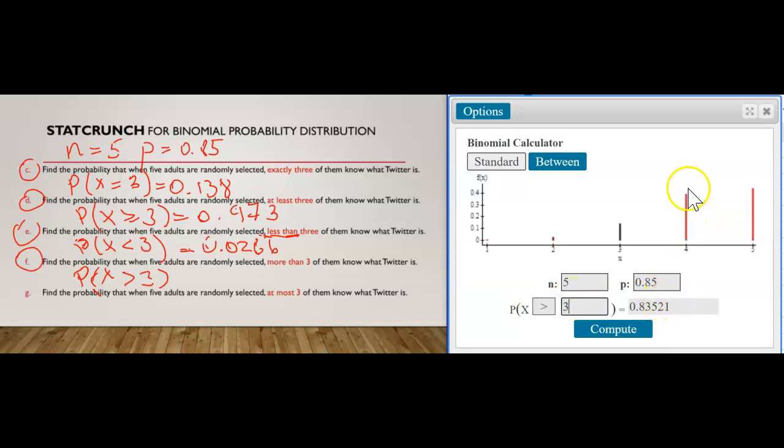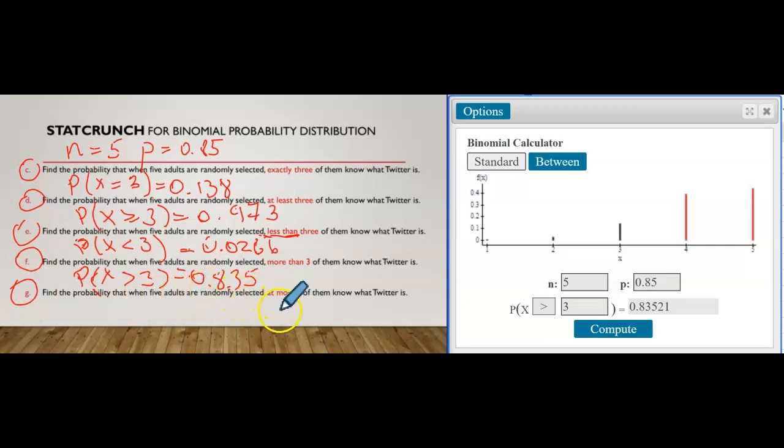And you can see on the graph that it's highlighted the probability of 4 people and the probability of 5 people knowing what Twitter is. 3 is not highlighted because 3 is not greater than 3. 3 is equal to 3. So the probability that more than 3 adults know what Twitter is out of 5 is 0.835.